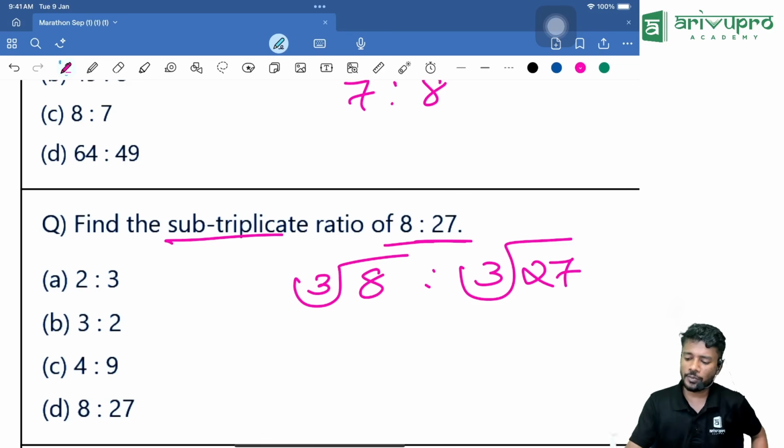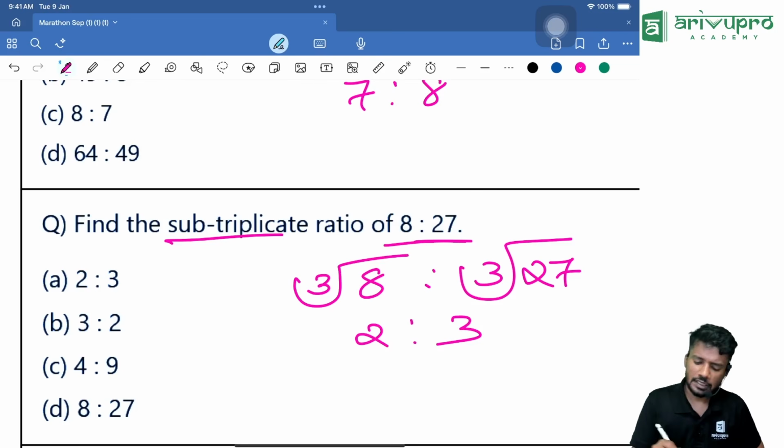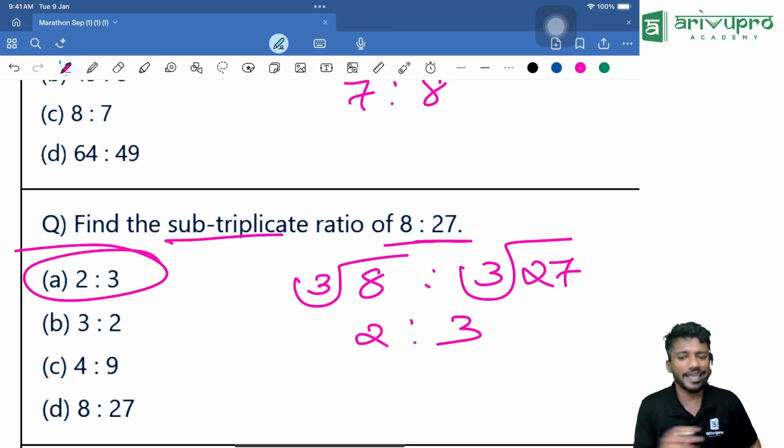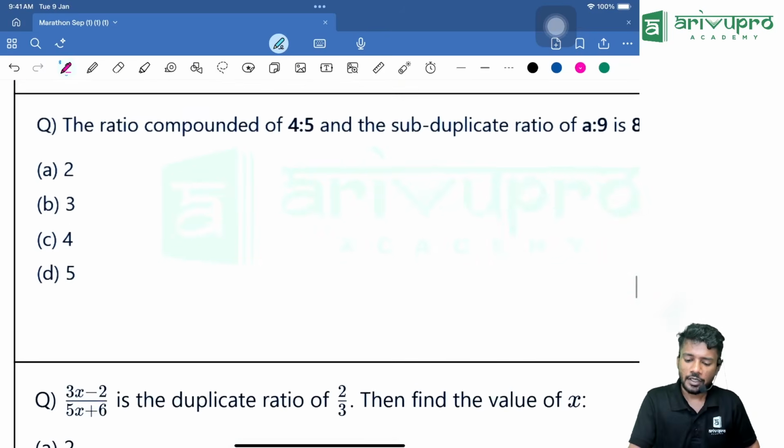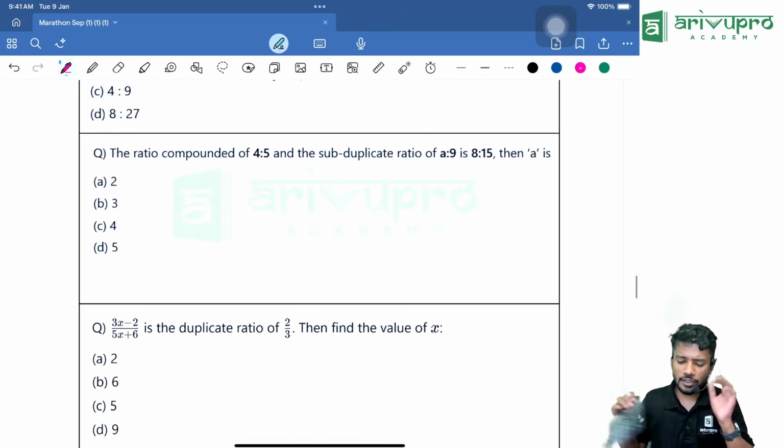Similarly, 8 cubed is to 27 cubed. The cube root of 8 is to 27. The cube root is how much now? 2 is to 3. The answer is what? Option A. Next one.